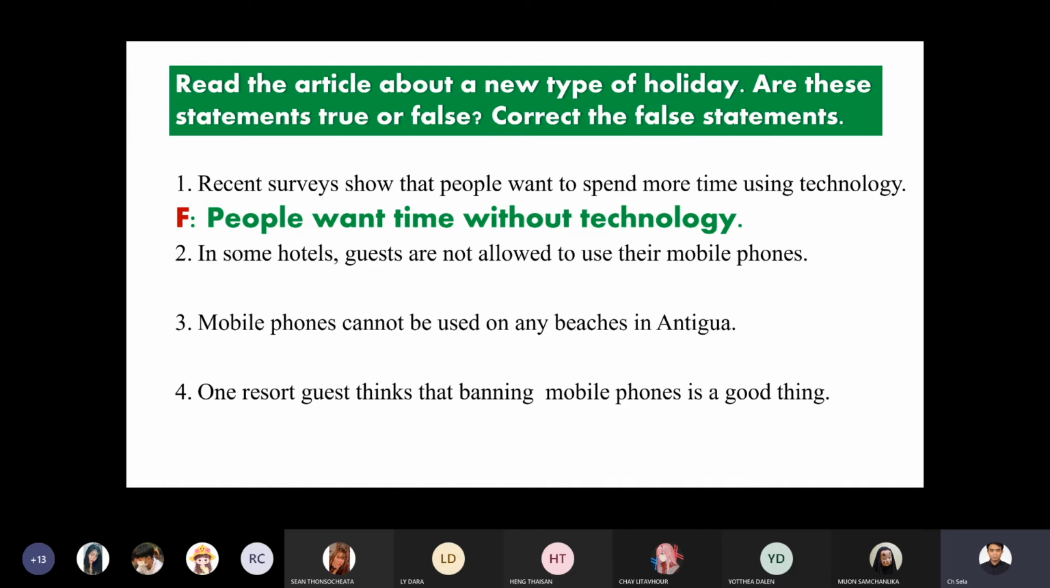This is not good. Okay, number two: in some hotels, guests are not allowed to use their mobile phones. True or false?